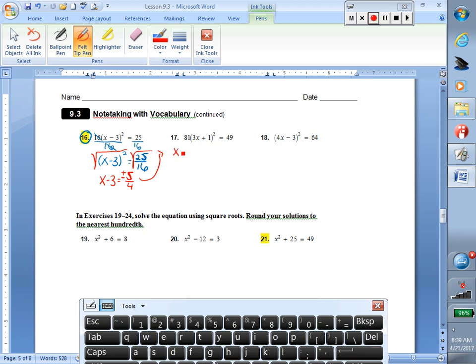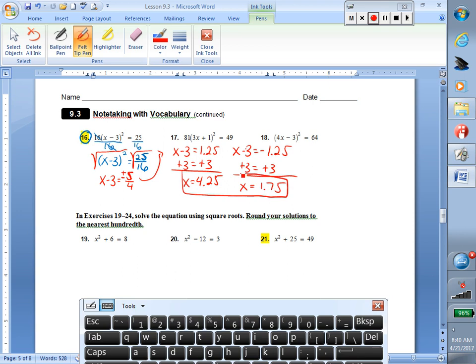So we're going to have x minus 3 equals positive, I'm going to go ahead and change this into a decimal, 1 1/4. And x minus 3 equals negative 1 1/4. Solve each equation. So we have x equals 4 1/4 and x equals 1 3/4. There's our 2 solutions.